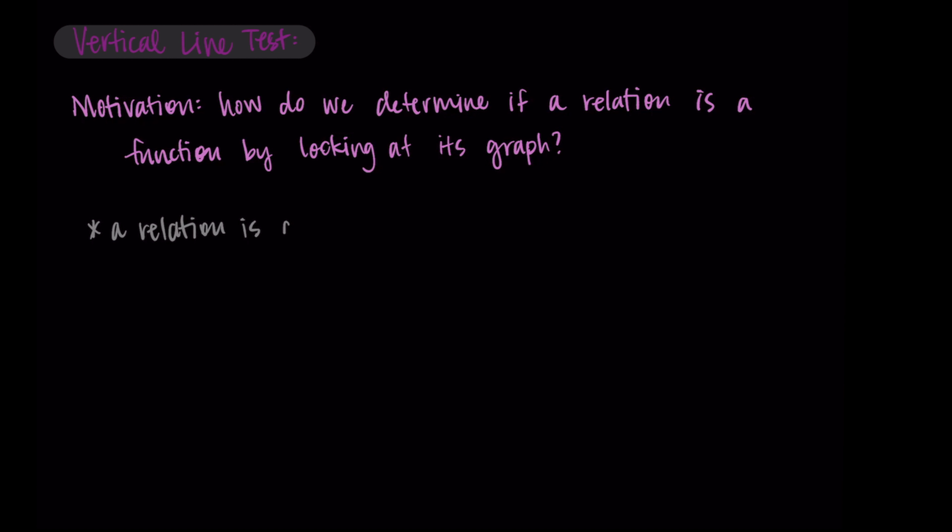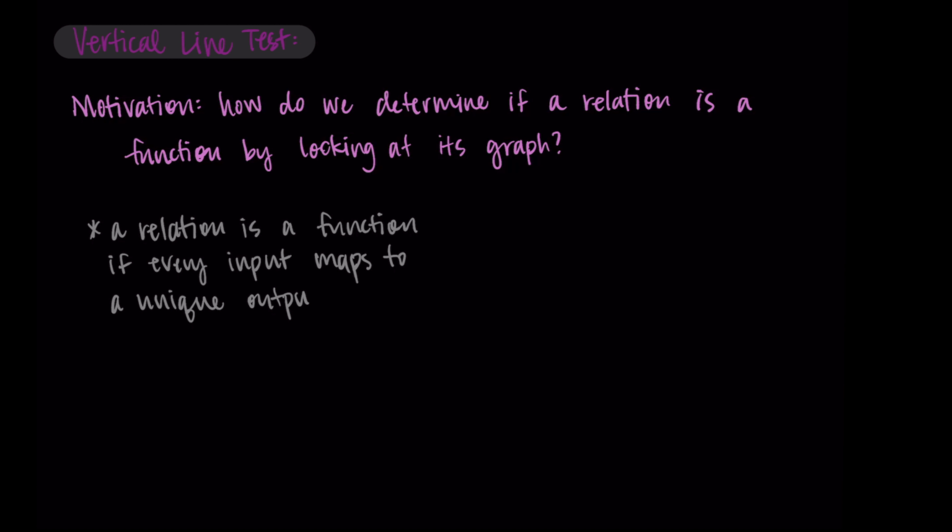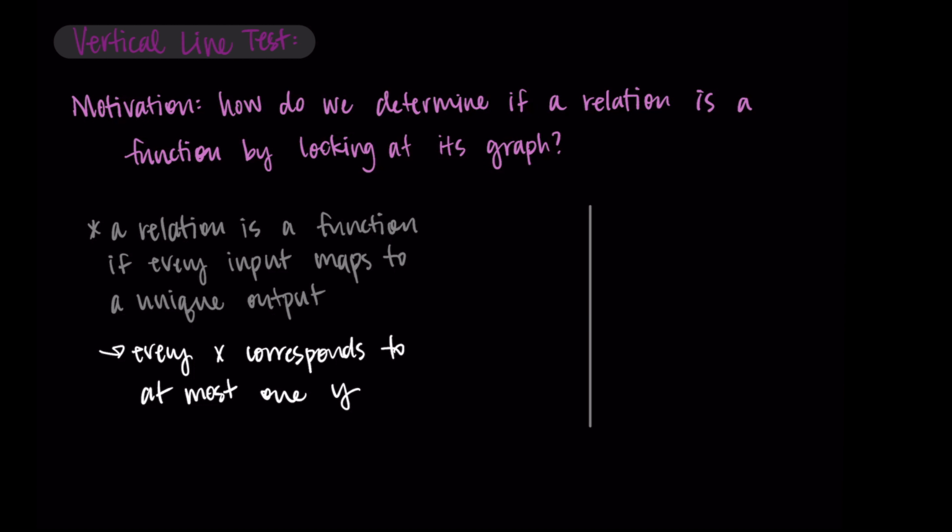Remember that a relation is a function if every input maps to a unique output. This would mean that every x value, if x is our input, corresponds to at most one y value. Now let's look at a graph and see what this would look like. If we have our x and y axes, this would mean that we would have a point where there is one input corresponding to one output.